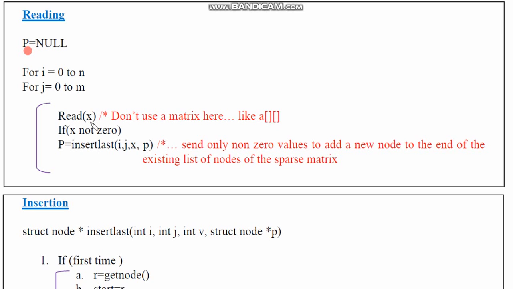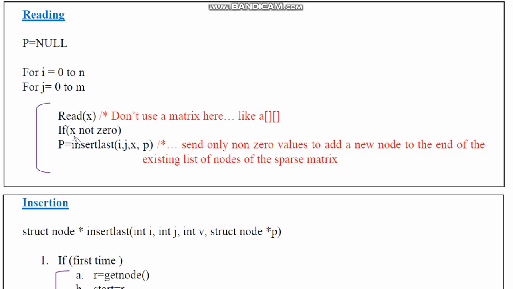So I'm going to read a value, let's say for the i-th row, j-th column, proceeding n into m times, and each time I read a value x. If it is not 0, only then do I need to store it in my linked list. So read all the values. For example, a 3 into 3 matrix, 9 items, read it as x. Whichever is non-zero, I will store it.